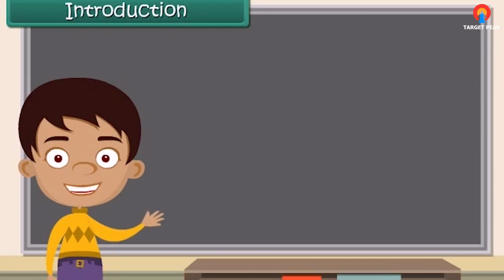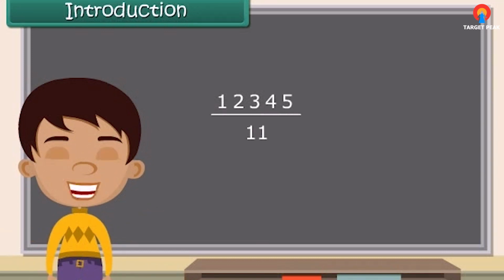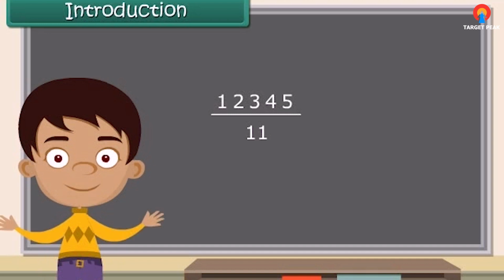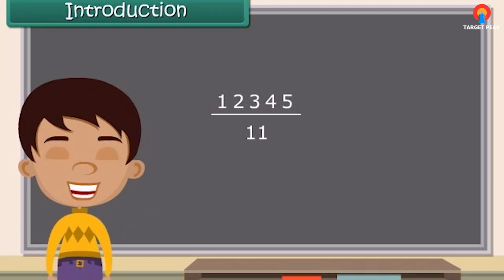Your friend challenges you to find if the number 12,345 is divisible by 11 in less than 30 seconds. Is it possible to divide 12,345 by 11 and check? No, that will take longer than 30 seconds.